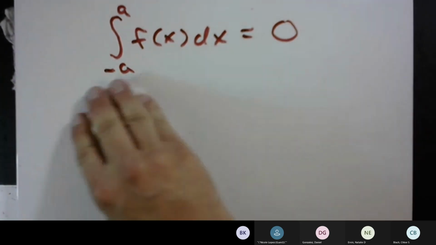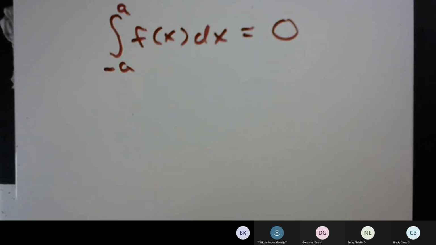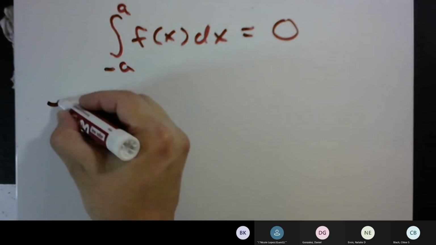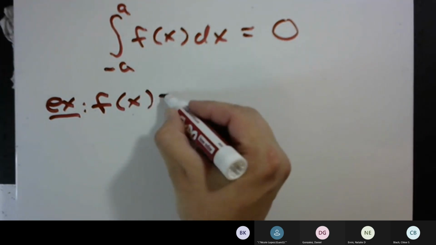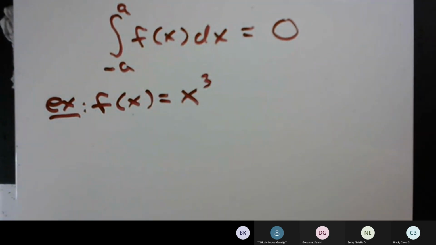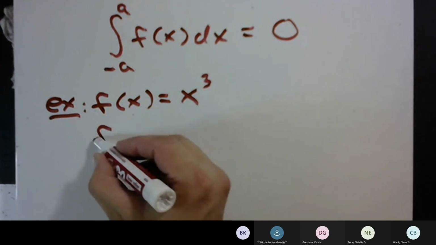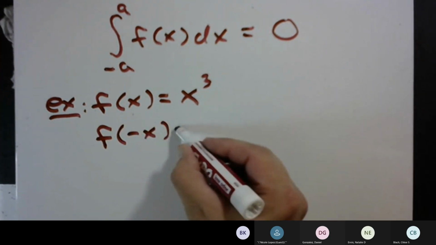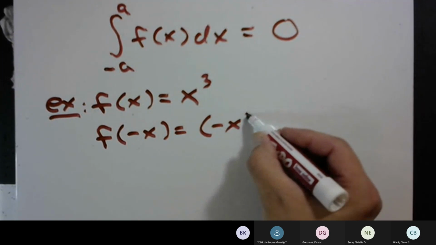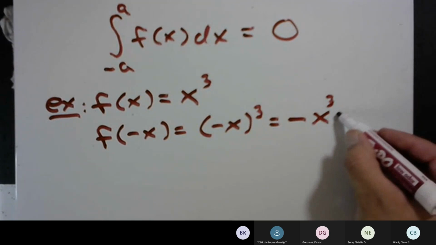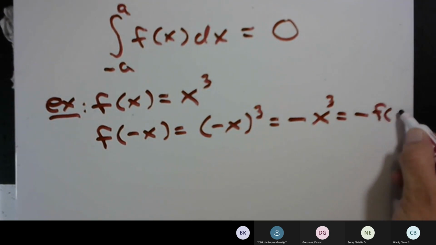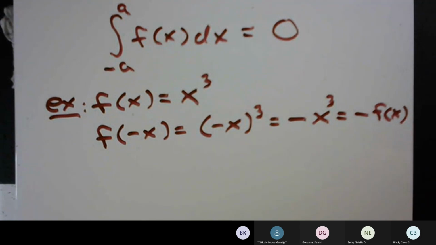So any questions about that? So for example, let's let f of x be x cubed. Well, sure enough, if you put in negative x, you're going to get negative x cubed. And that comes out to negative f of x. So that means we have an odd function.